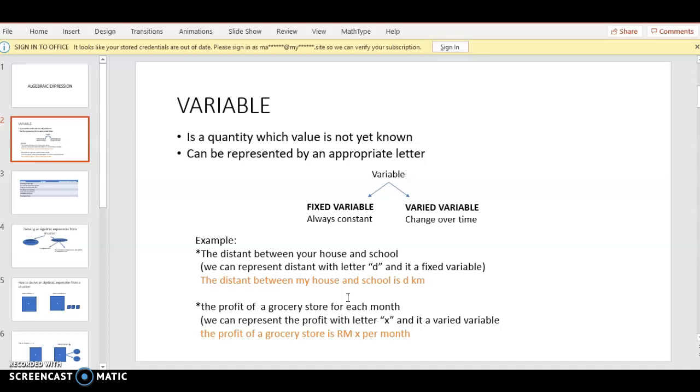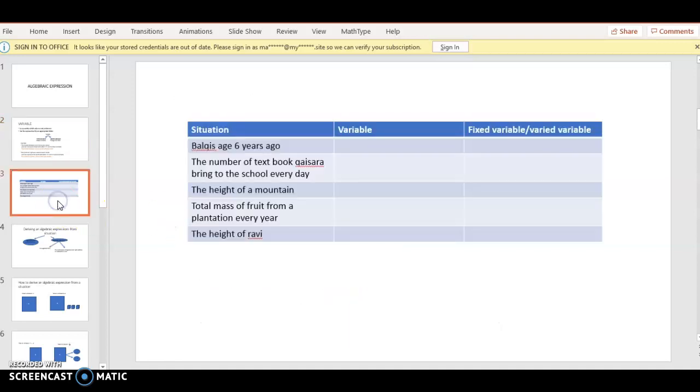So when we represent the profit with the letter X, we can say that the profit of a grocery store is RMX per month. We don't know how much profit there is, so we represent the value of the profit with the letter X.